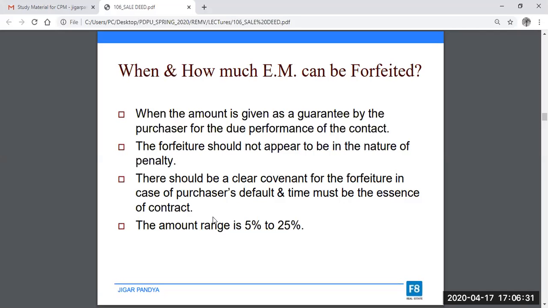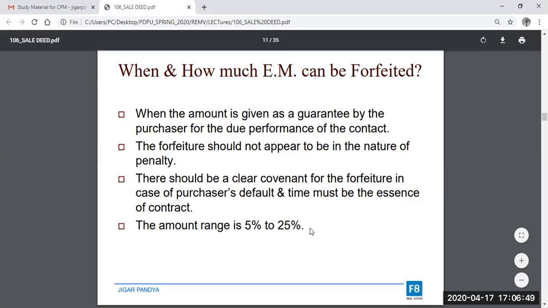How much can it be forfeited? Usually 5 to 25% is the standard rate of reduction, should there be a problem in executing this deal. But there can be 50%. There is no fixed rule of how much to be deducted, and it very much depends on the clause.